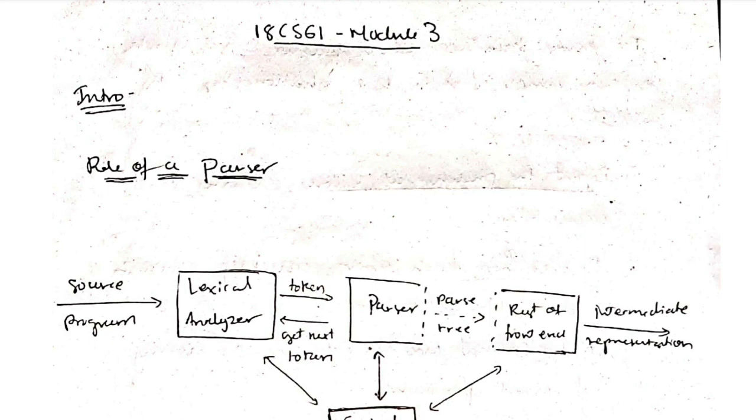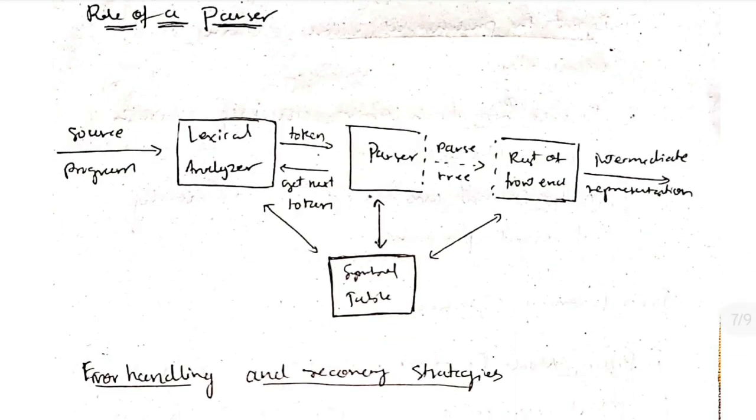And here we have the first topic, which is the role of the parser. So what is a parser? Parser does the parsing. Once it has got the tokens, it will join the tokens to form a meaningful sequence. That is the role of the parser.